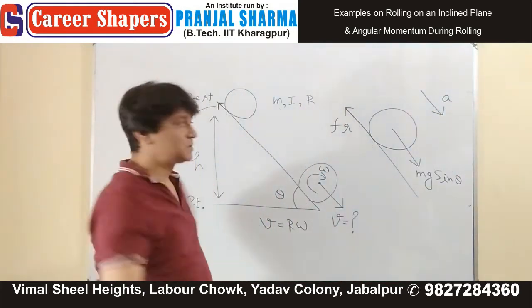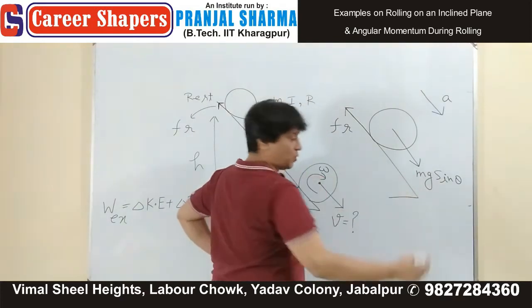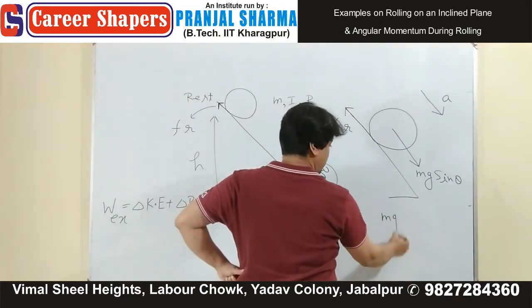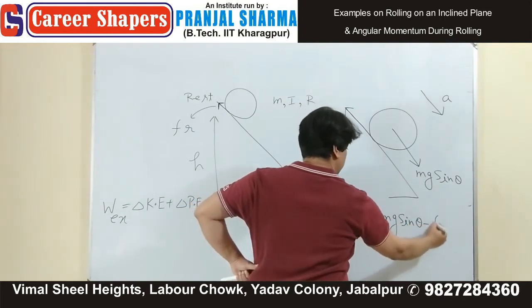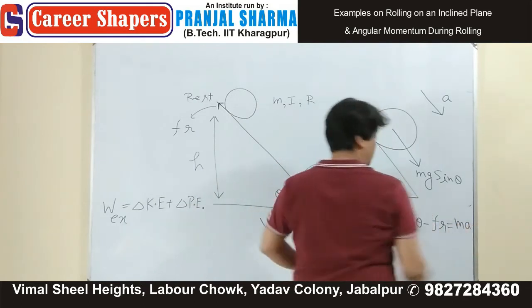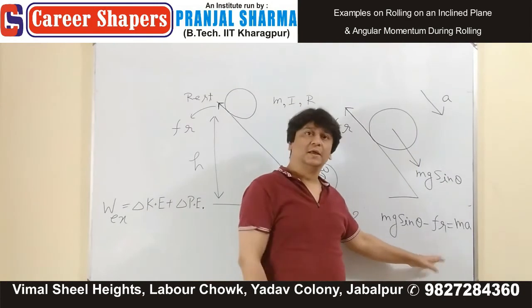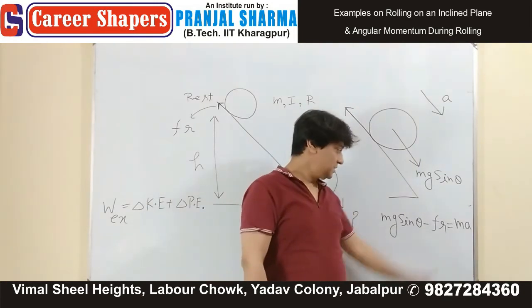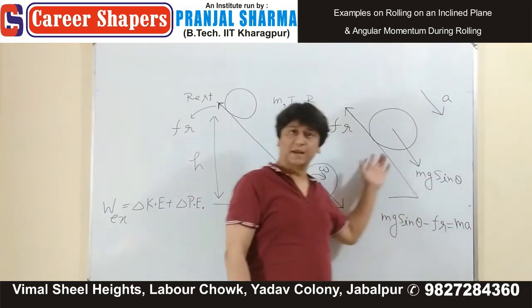In the previous lecture, we had developed what? An equation. And what was that equation? The equation was: mg sine theta minus fr equals ma. This equation tells us what? It tells us that this fr is opposing acceleration, which you can see.